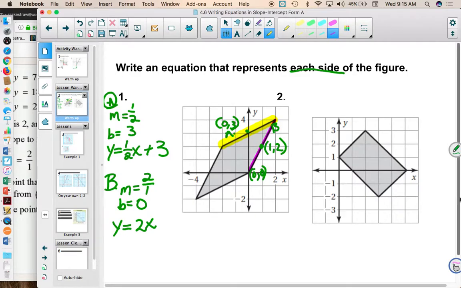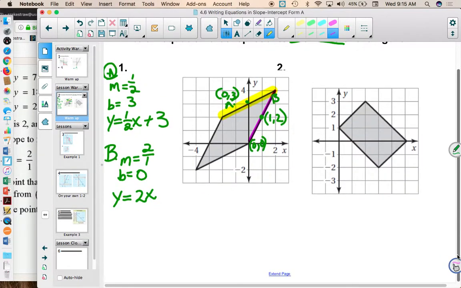It doesn't get all of them, though, and it says I got to do them all. So, let's work with this piece. Now, I have a question for you. We're going to call this our line C.